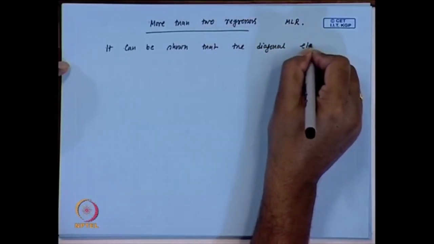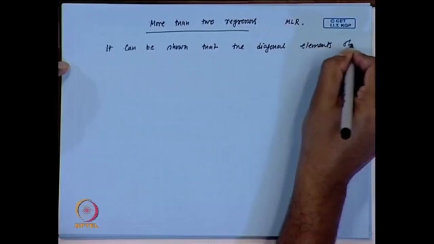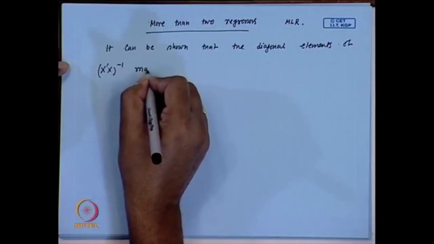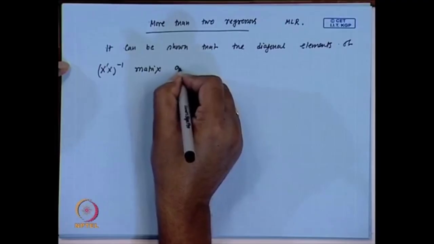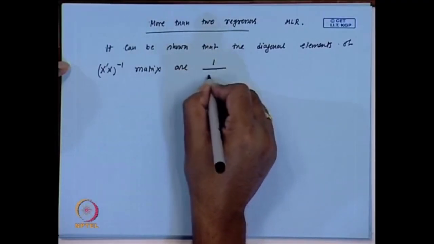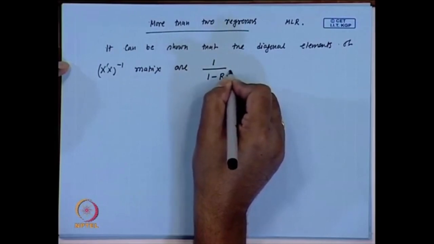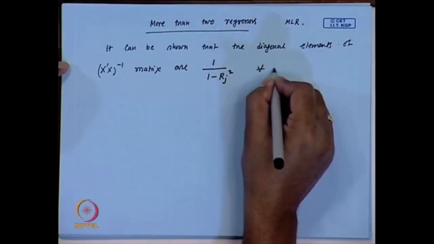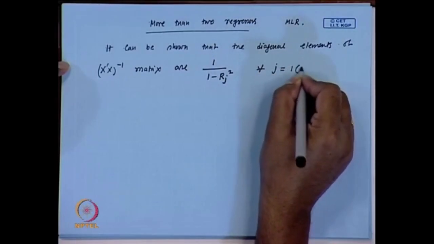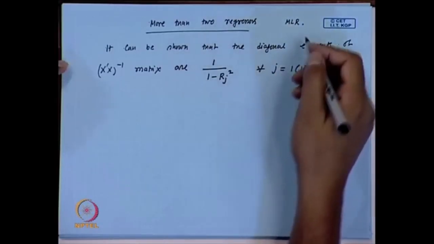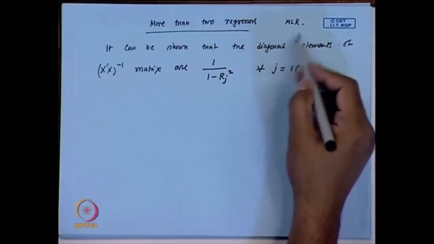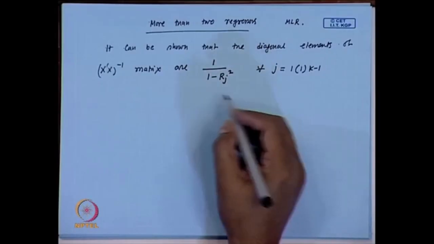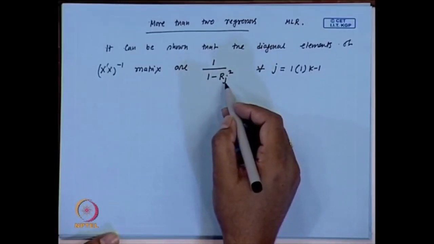diagonal elements of the X prime X inverse matrix are 1 by 1 minus Rj square for all j from 1 to k minus 1. So, I am talking about a multiple linear regression model with k minus 1 regressors, and of course I need to define what is this Rj square.